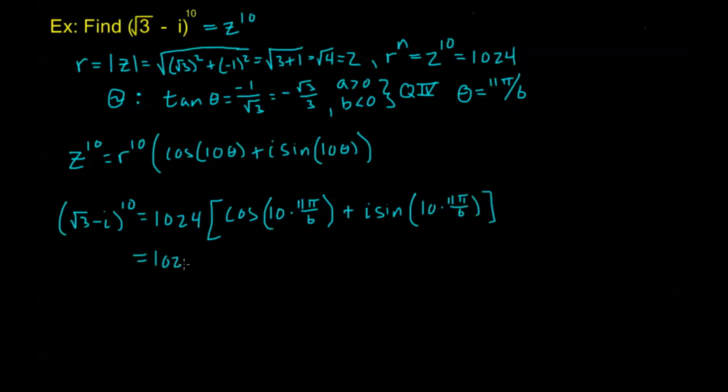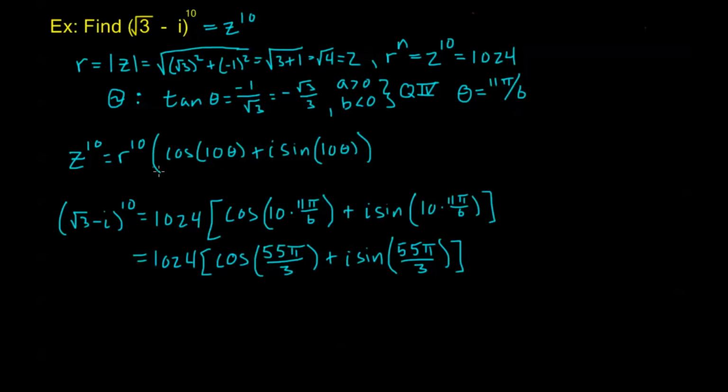So we have 1024 times cosine of 10 times 11 pi over 6. I can simplify this a little bit, right? My 2 cancels, and this is 55 pi over 3, plus i sine of 55 pi over 3. So we have a little bit of work here to do. I need to figure out what cosine and sine are of 55 pi over 3.